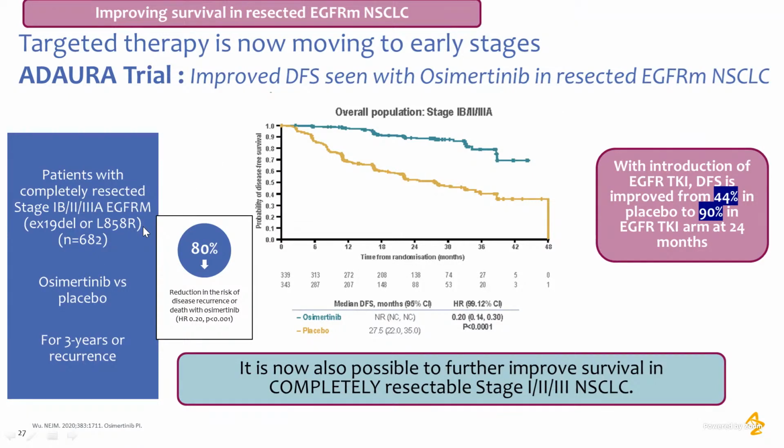This is a trial, the ADAURA trial, in which patients with completely resected stage 1B, 2, 3A EGFR-mutant disease were divided into osimertinib versus placebo. They studied recurrence for 3 years. What they observed was that with the introduction of EGFR TKI, disease-free survival improved from 44% in placebo to 90% in the EGFR TKI arm at 24 months. We can see that we changed from locally advanced to early stage for these targeted therapies, and they have dramatically increased survival in these patients.